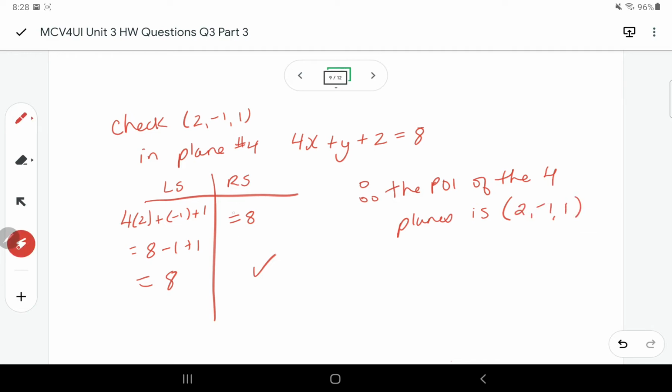If it had not checked out here in the fourth plane, then the intersection of all four wouldn't exist. There would be 3 of them intersecting in a point, but the fourth wouldn't go through there, so there's no solution if we hadn't gotten that left side, right side check in the fourth plane.